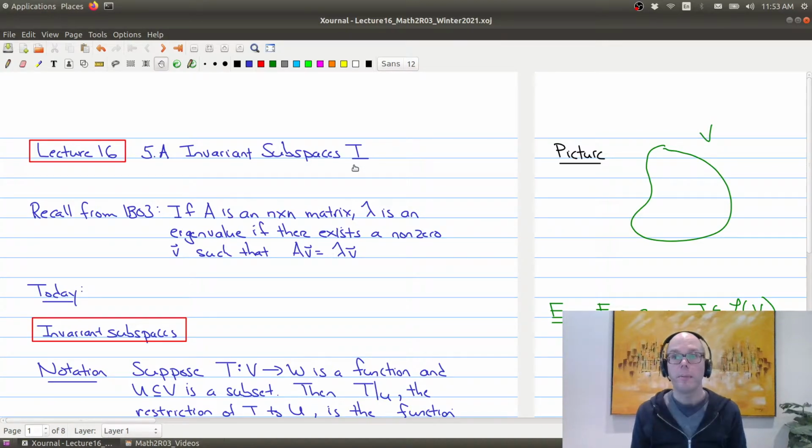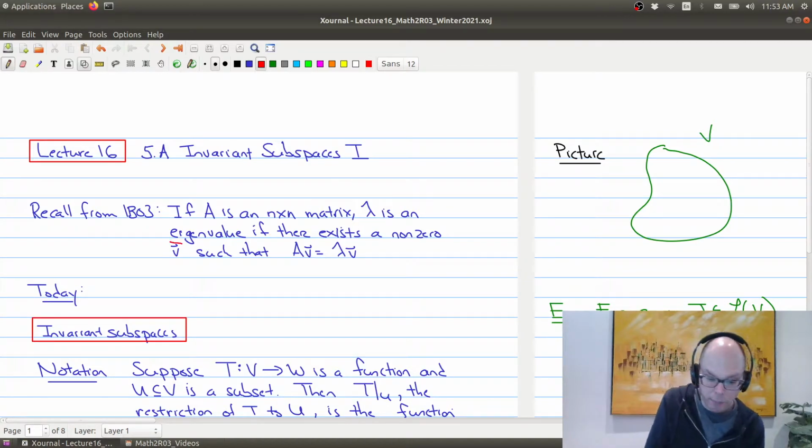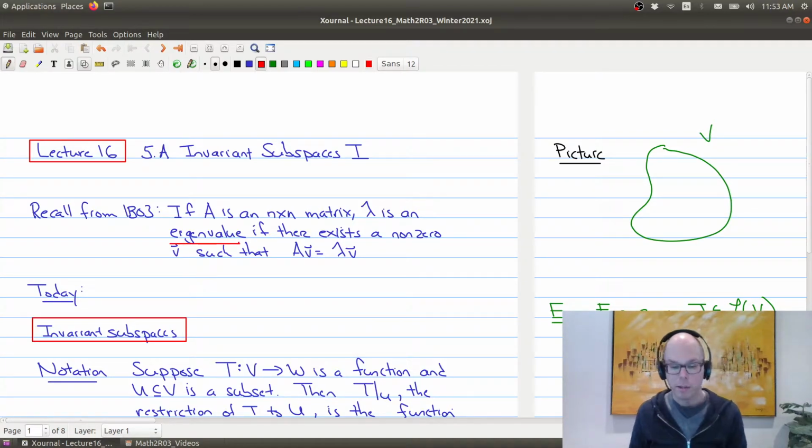And the motivation, or the starting point for today's lecture, is going back to some of the material we learned in Math 1B03, where we learned about eigenvalues and eigenvectors. So I've written the definition here just to remind you: when you had an n by n matrix A, lambda is an eigenvalue if there exists a non-zero vector v such that when you multiplied the vector v by the matrix A, you got a scalar multiple of the vector that you started with.